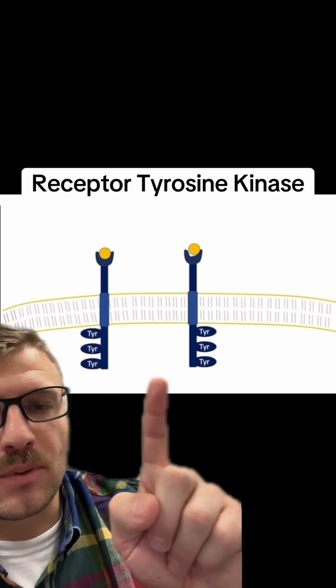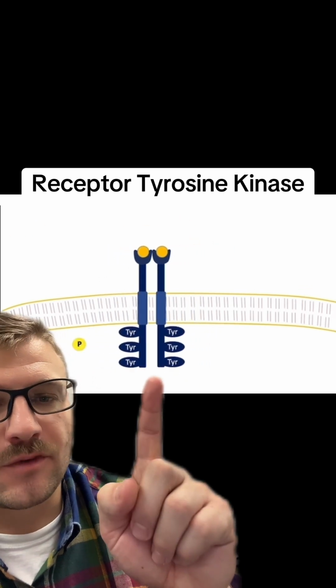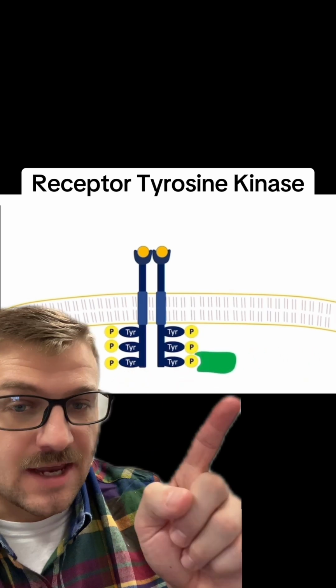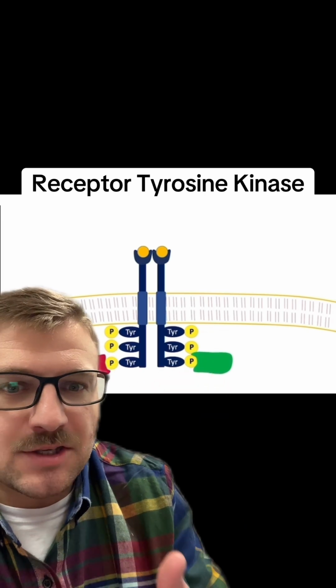Once these tyrosine portions of the receptor proteins are phosphorylated and other proteins bind to them, they're going to send that message throughout the cell. So again, this is just another way we relay a message into the cell.